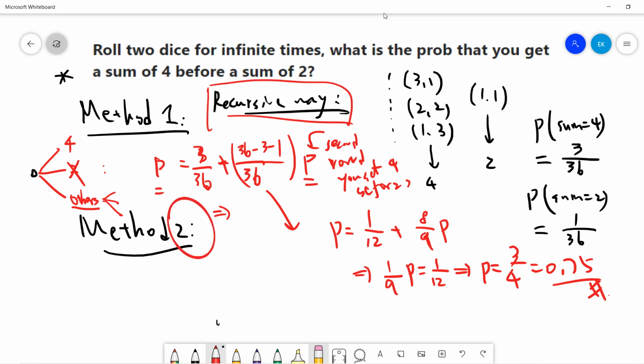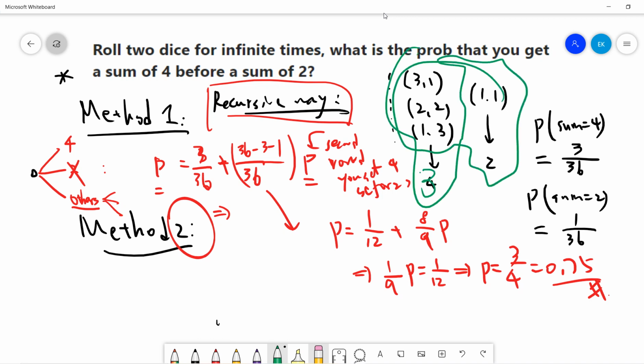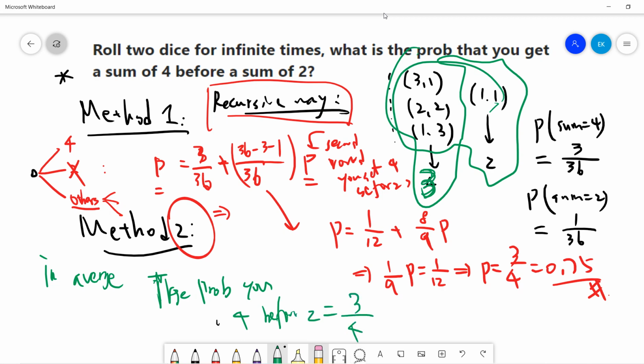Let's talk about the amazing method 2. It is very easy. If you see this graph, you have 3 ways to get 4, and you have 1 way to get 2. So on average, the probability you get 4 before 2 is just 3 divided by 4, because in total you have 3 ways to get 4 and 1 way to get 2. So the answer is 0.75.